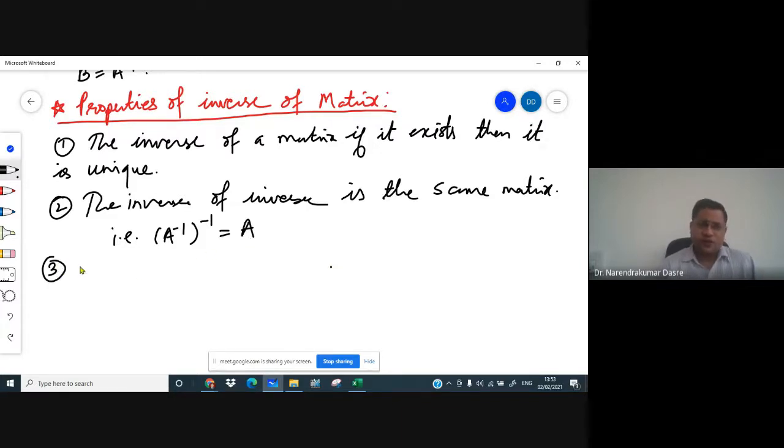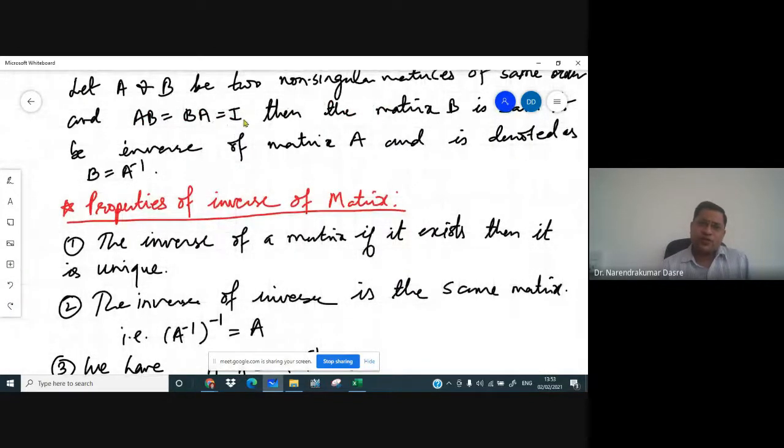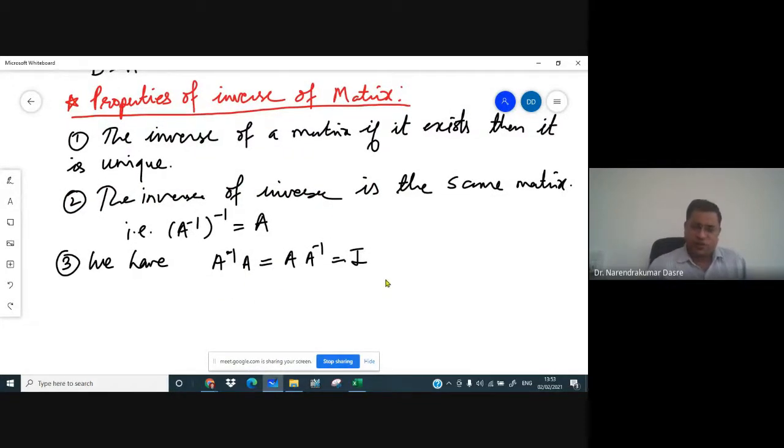Okay. And third, from our definition we can see that A inverse into A is the same as A into A inverse and is equal to the identity of the same order. So we have written this definition in terms of B: A into B is equal to B into A is equal to identity. So if I replace this B by A inverse, then I am able to get this expression that A inverse into A is the same as A into A inverse, which is equal to identity.